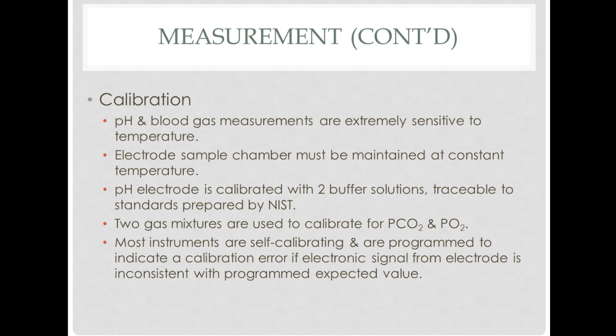We do need to calibrate our blood gas analyzers very often. pH and blood gas measurements are extremely sensitive to temperature. The electrode sample chamber must be maintained at a very constant temperature. The pH electrode is calibrated with 2 buffer solutions, which are traceable to standards prepared by NIST. 2 gas mixtures are used to calibrate for CO2 and O2, and most instruments are self-calibrating and are programmed to indicate a calibration error if an electronic signal from an electrode is inconsistent with the programmed expected value.